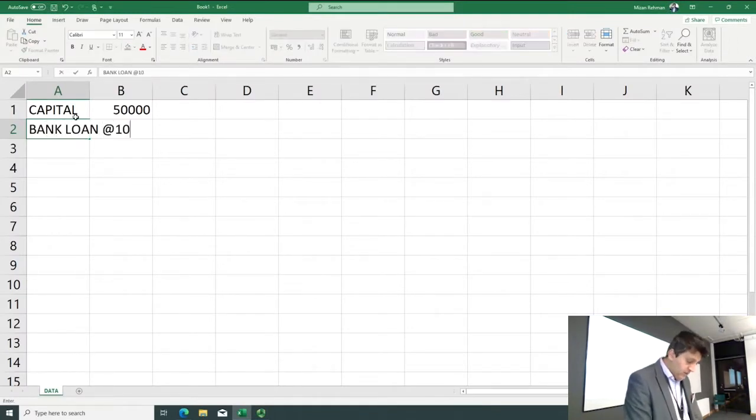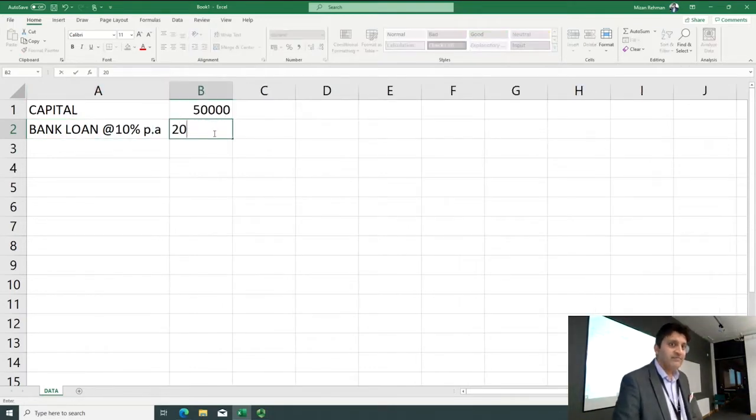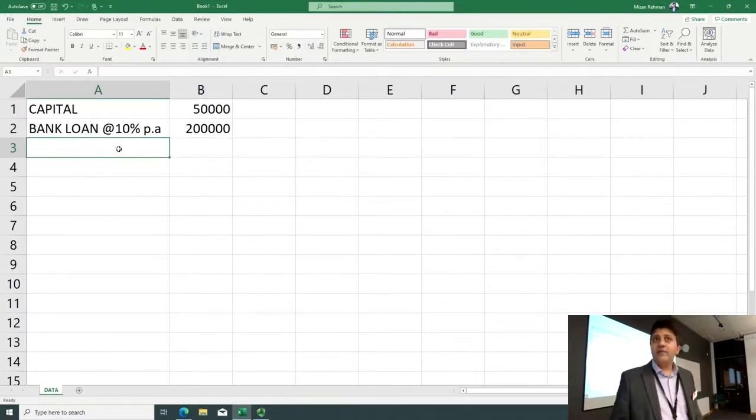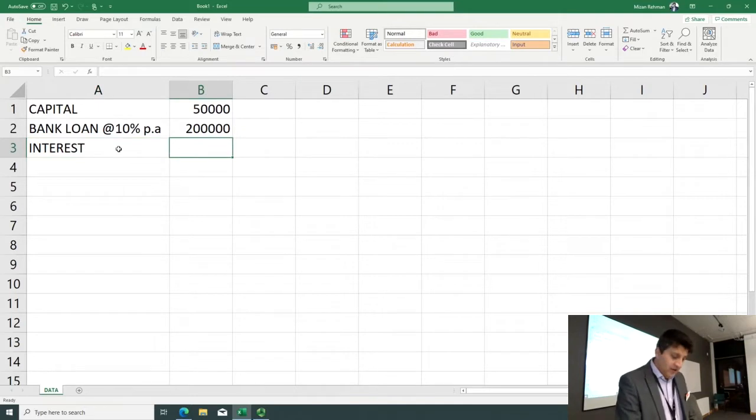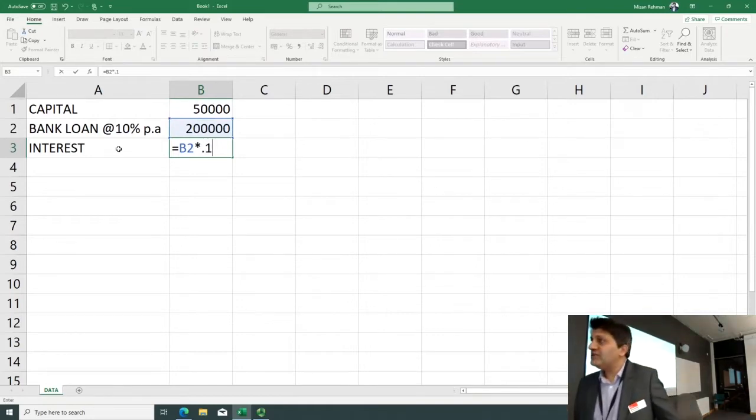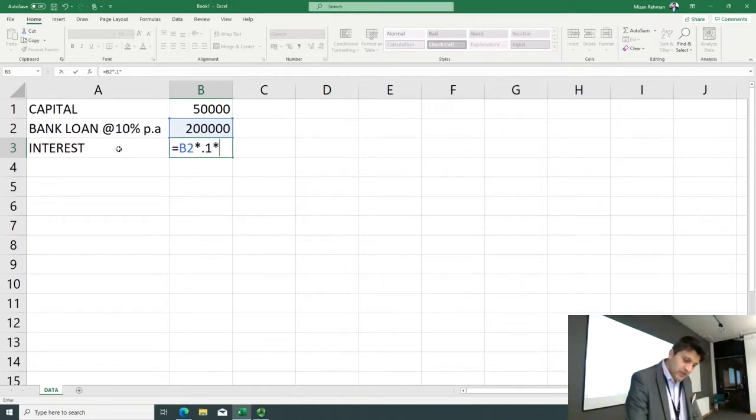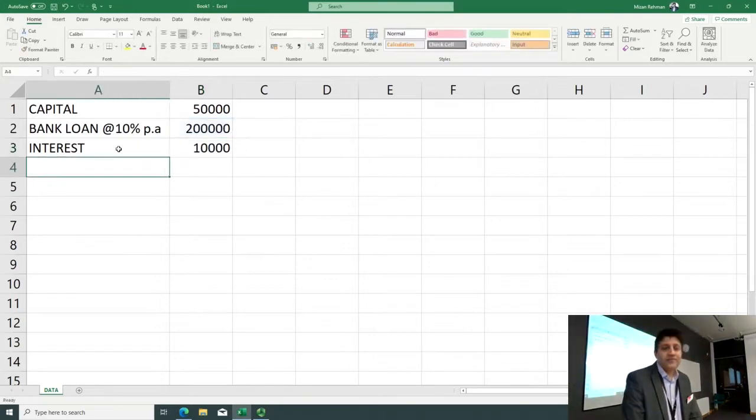Writing down 10% per annum. At the same time, I think we should calculate how much interest we would be paying. Okay, interest, we have the amount. The rate is 10%, but this rate is per annum for 12 months. So, because this business plan is only for 6 months, we should multiply by 6 over 12. Pro rata, times 6 divided by 12, 10,000.